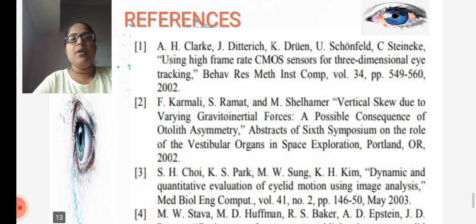So these are the references for this topic, eye as a camera. All these persons are the researchers. They are the references for the topic eye as a camera. So these are the main references which have framed the methodologies as well as the main topic regarding eye as a camera.